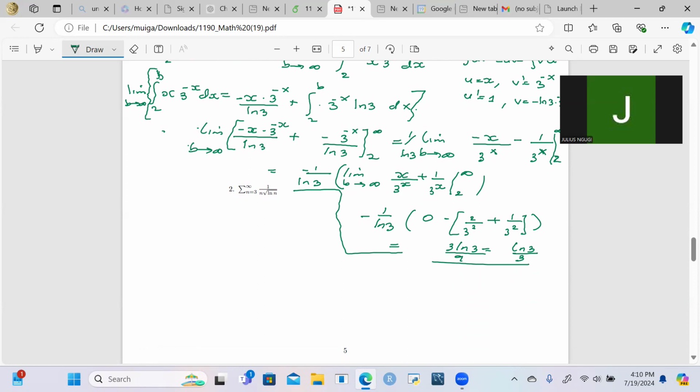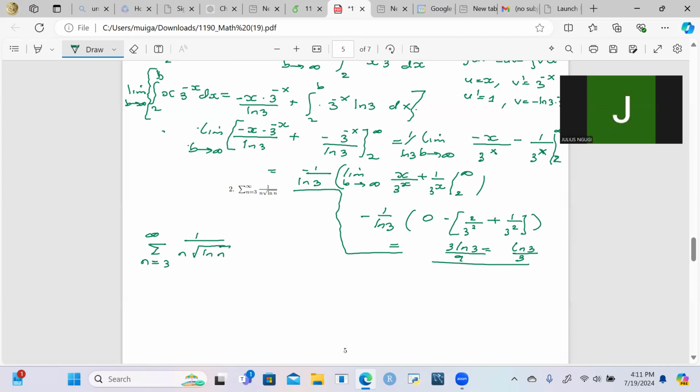So for number 2, we have the sum as n starts from 3 onwards to infinity. So again, we will use the sum as n starts from 3 to infinity of 1 over n, the root of ln of n.